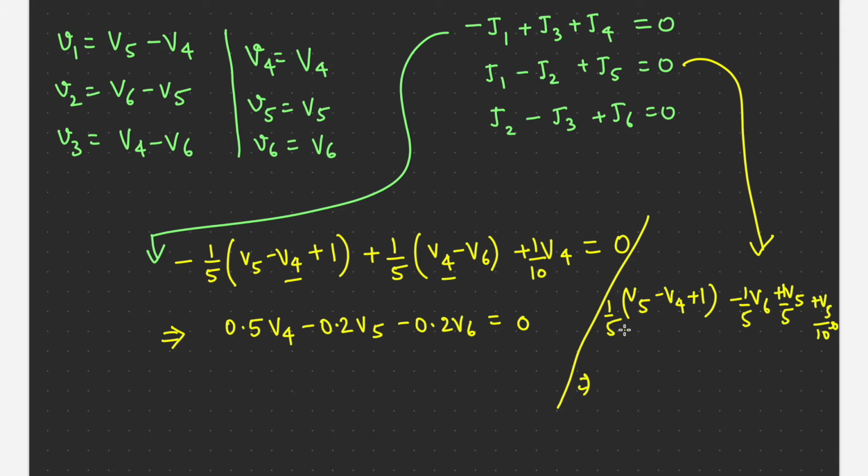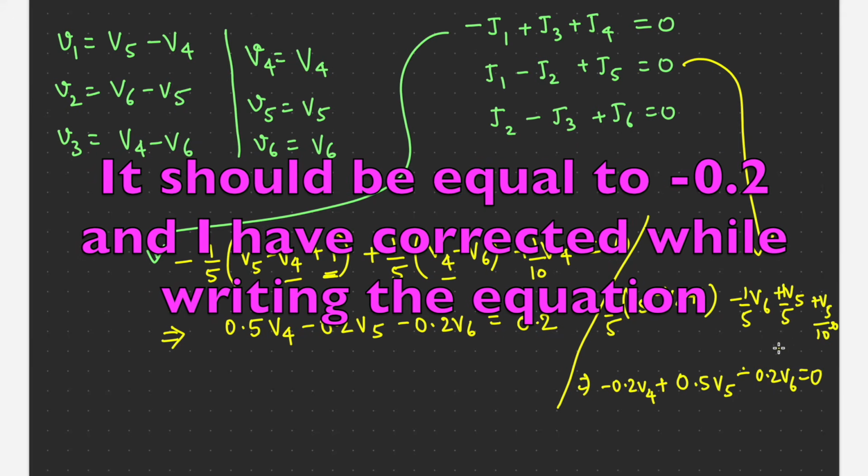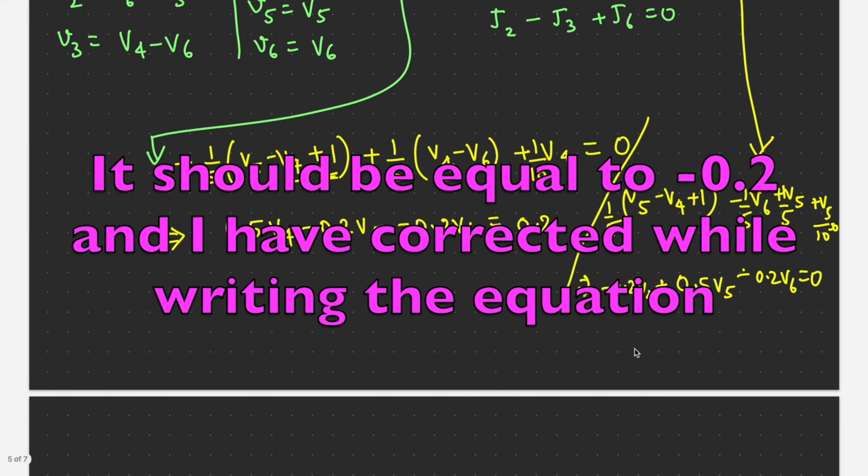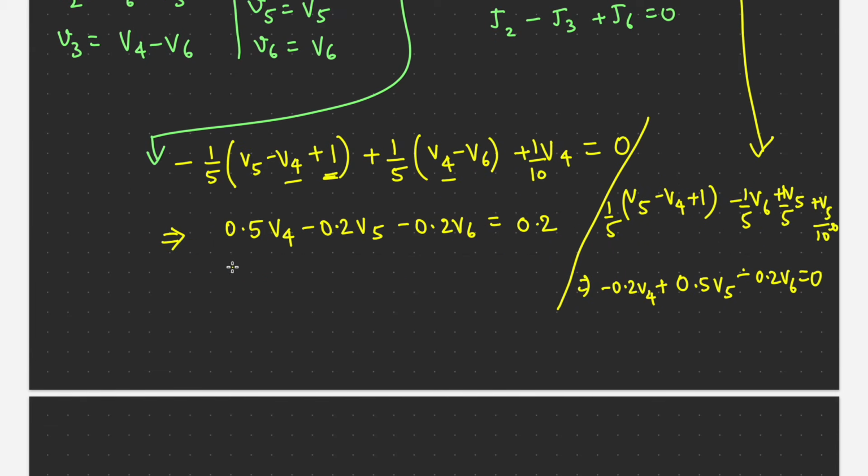We can write it like this: 1 by 5 V5, 1 by 5 V5, 1 by 10 V5. So here V5 has 0.5 V5. On the left side where we have 1 minus 0.2, that will become plus 0.2 here. Then V4 is minus 0.2 V4, and V6 is also minus 0.2 V6, equal to 0. This is the second equation. Now we will write the third equation. The second equation I can write below this.